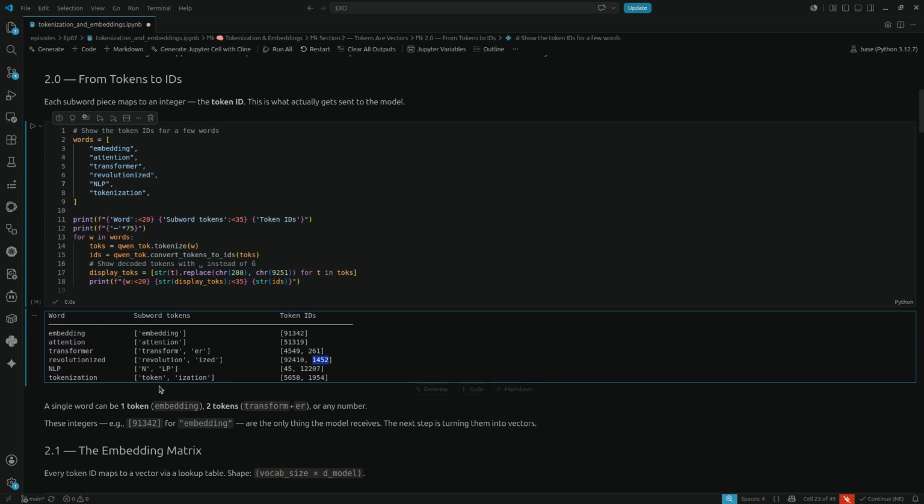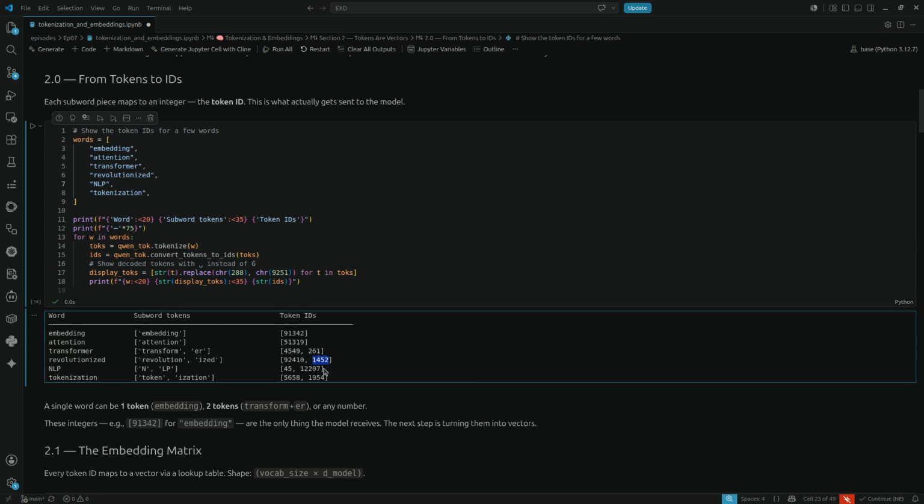So tokenization is token and ization, right? And this makes sense because of ized in revolutionized, frigidized, or transformer, worker, teacher, right? So you want to have teach and er. So text becomes word or subword tokens, each of which is then represented by token IDs.